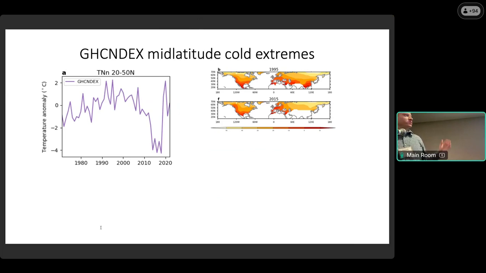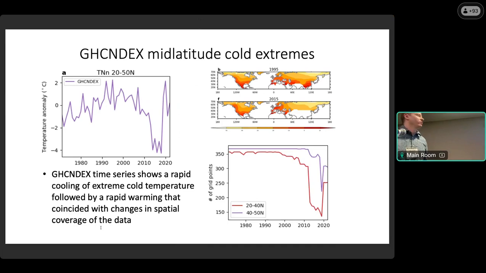And then look at the same plot for 2015, we see a reduction in the amount of data, particularly at lower latitudes, which are warmer. So we can plot this change over time, looking at the number of grid points that have data over time, comparing lower latitudes, the lower part of the mid latitudes, 20 to 40 North in red, compared to 40 to 50 North with higher latitudes in purple. We see a very strong drop in the number of grid points that have data over the lower latitudes, coinciding with this drop in temperature.